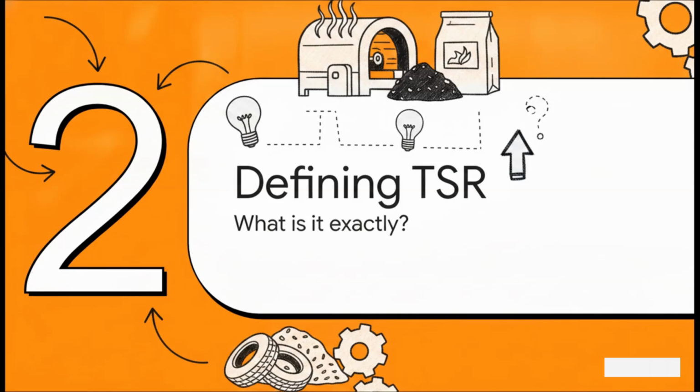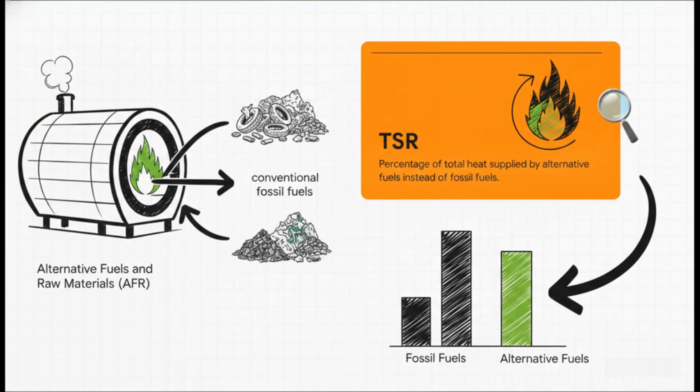What is it exactly? Let's nail down the formal definition. The thermal substitution rate is the percentage of the kiln's total heat requirement that's supplied by alternative fuels and raw materials. We usually just call that AFR, instead of conventional fossil fuels like coal or pet coke. Basically, this metric is the ultimate indicator of our shift away from fossil fuels, showing us exactly how effectively a plant is actually using alternative energy.